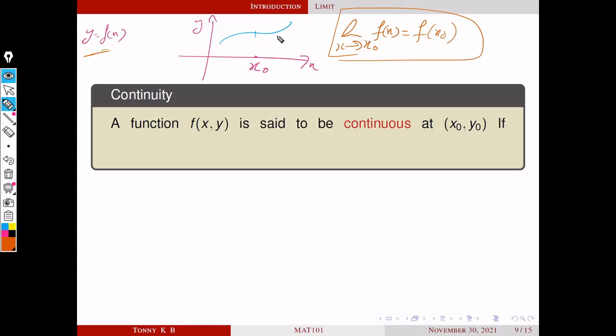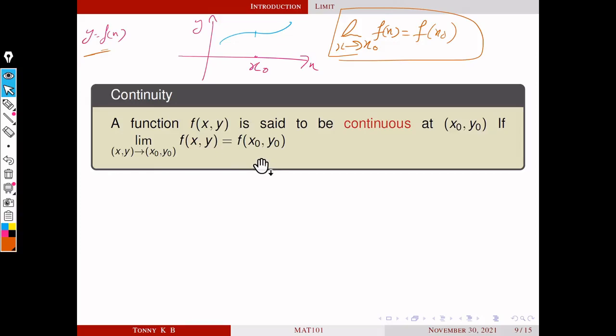Similarly, we can extend this concept to the case of a two variable function. So what is the definition? What do you expect? Yes. Analogous to this, we can define the concept of continuity in two variables. Limit (x, y) tending to (x naught, y naught), some point (x naught, y naught), f of (x, y) is equal to f of (x naught, y naught). So this is the definition of continuity in a two variable function. Okay, this is the mathematical definition of continuity.